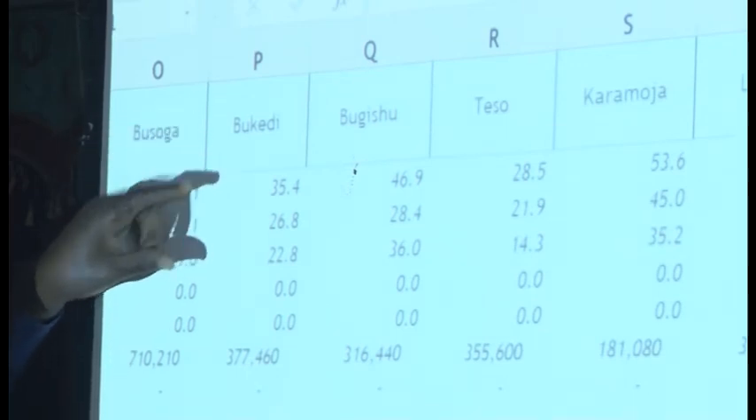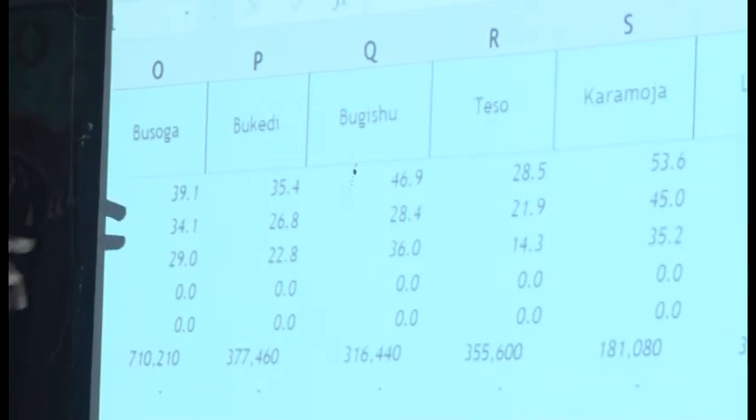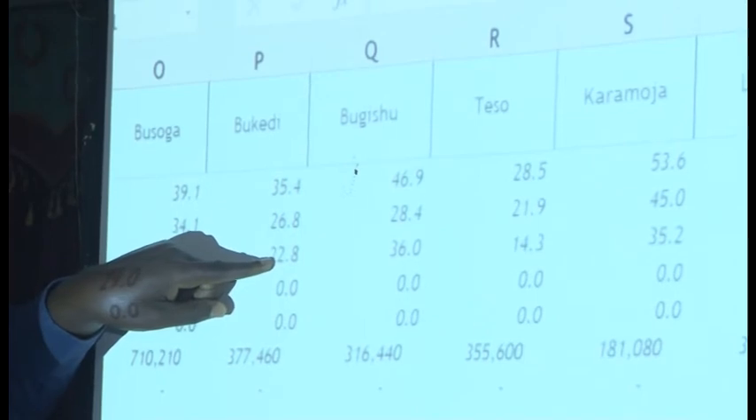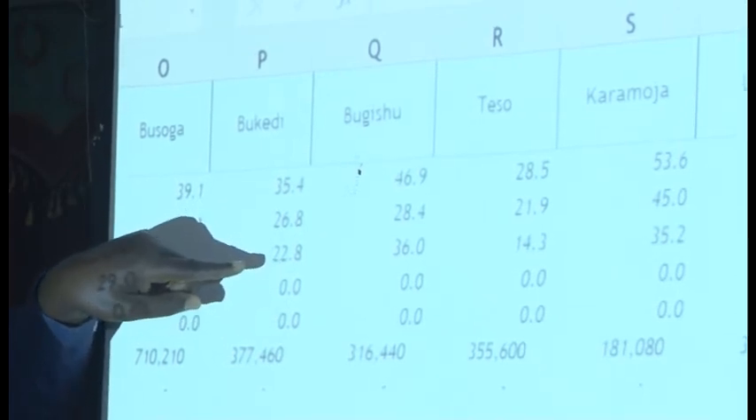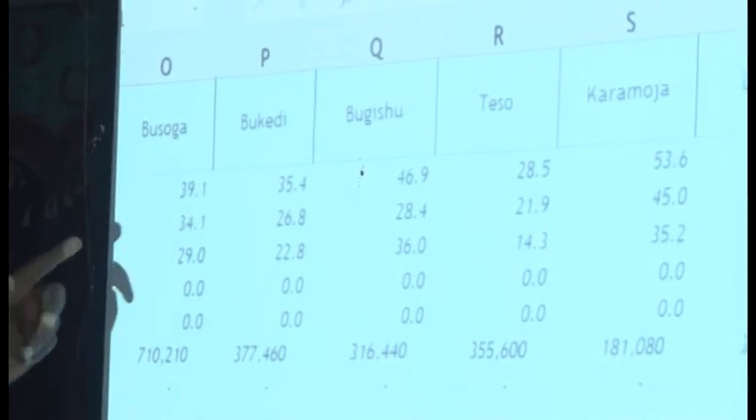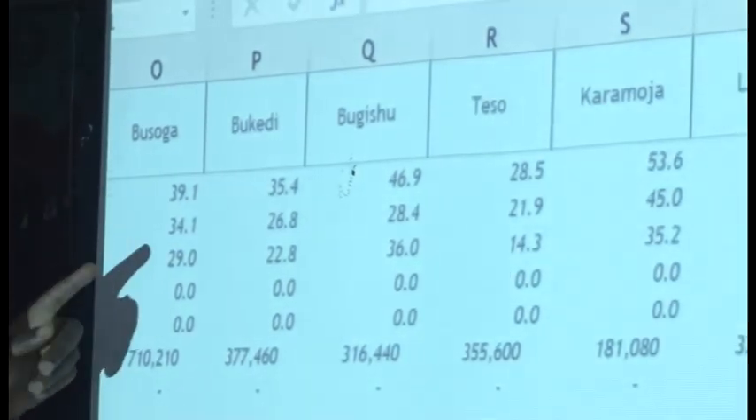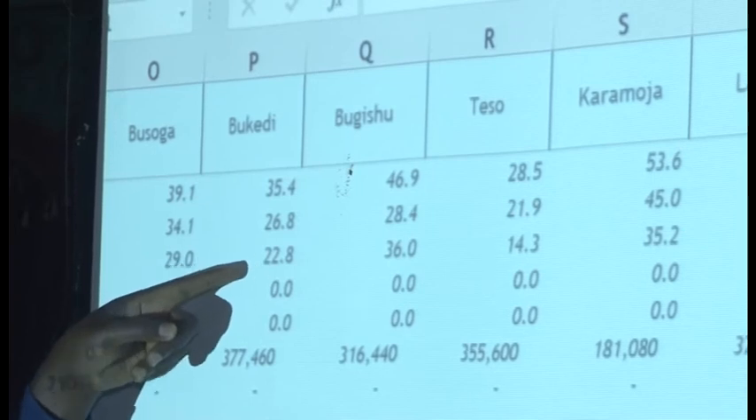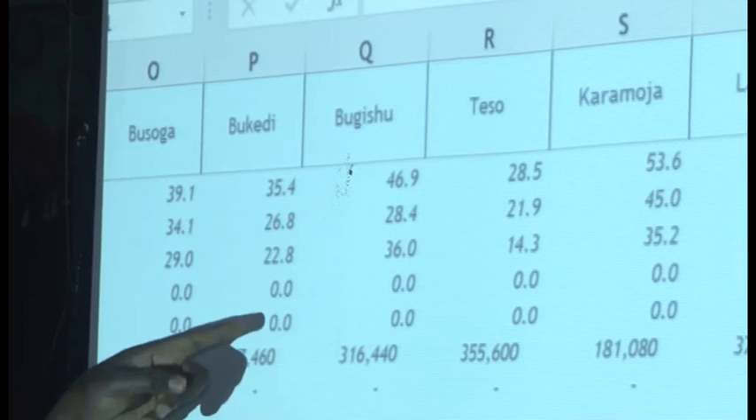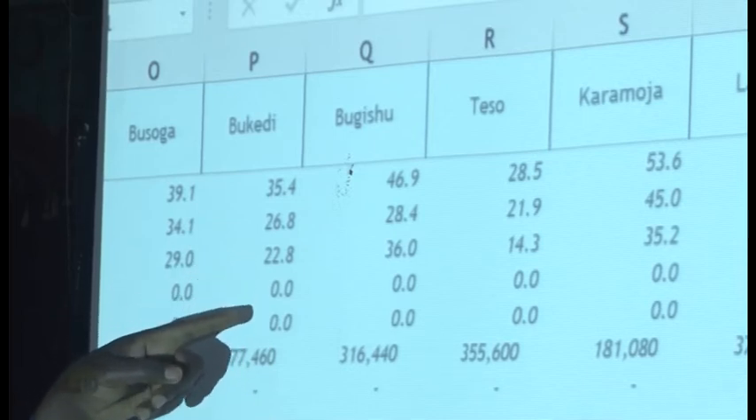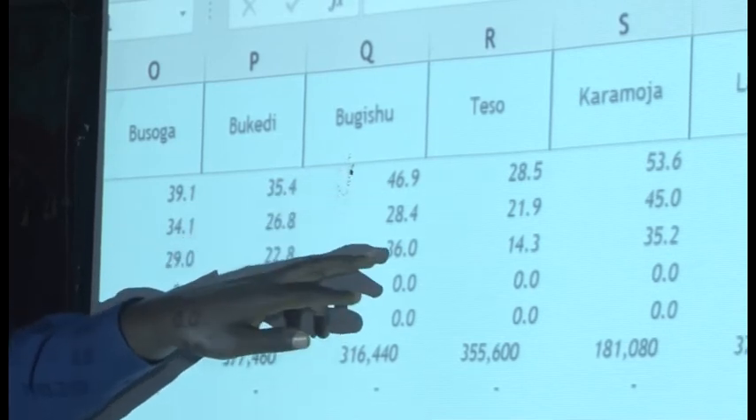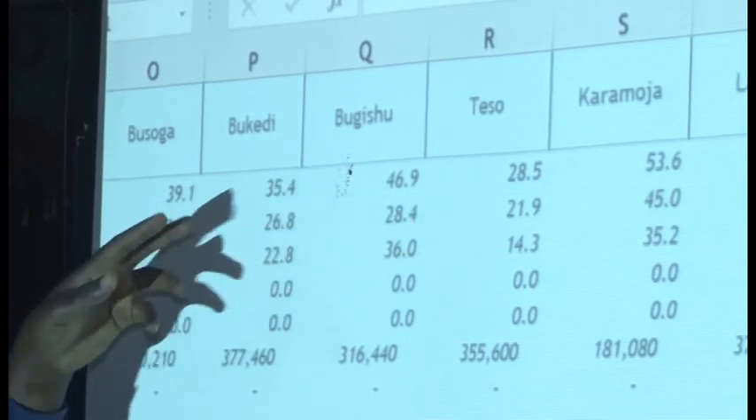Now, that's what I was talking about, comparison. If you look at Bukedi, it was 35 and then it reduced to 22, which is a difference of 13%. So in other words, Bukedi was at a faster rate than Busoga. If you want also to predict, then that means that you'd have to do like 1.5% per year if the situation remains the way it is without any change. Now, Bugishu was at 46 and then reduced to 36, so that's another 10%.